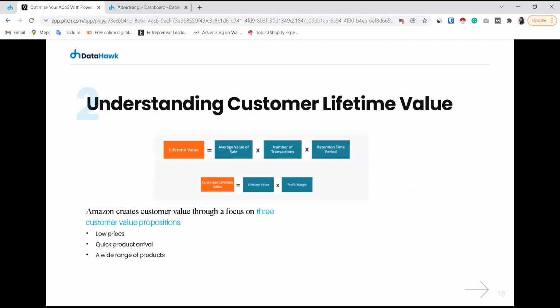But time for the second bonus tip, which is looking at your customer lifetime value. Well, Amazon creates customer value through a focus on three customer value propositions: low prices, quick product arrival, and a wide range of products. Now, the more you can retain valuable customers without paying for advertising, the less you have to worry about paying for individual customers.